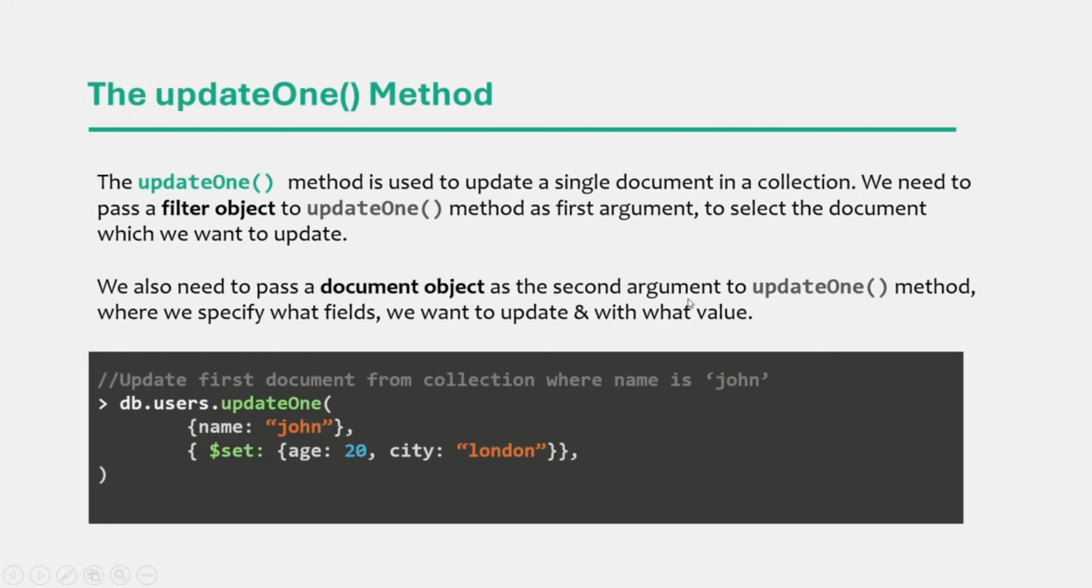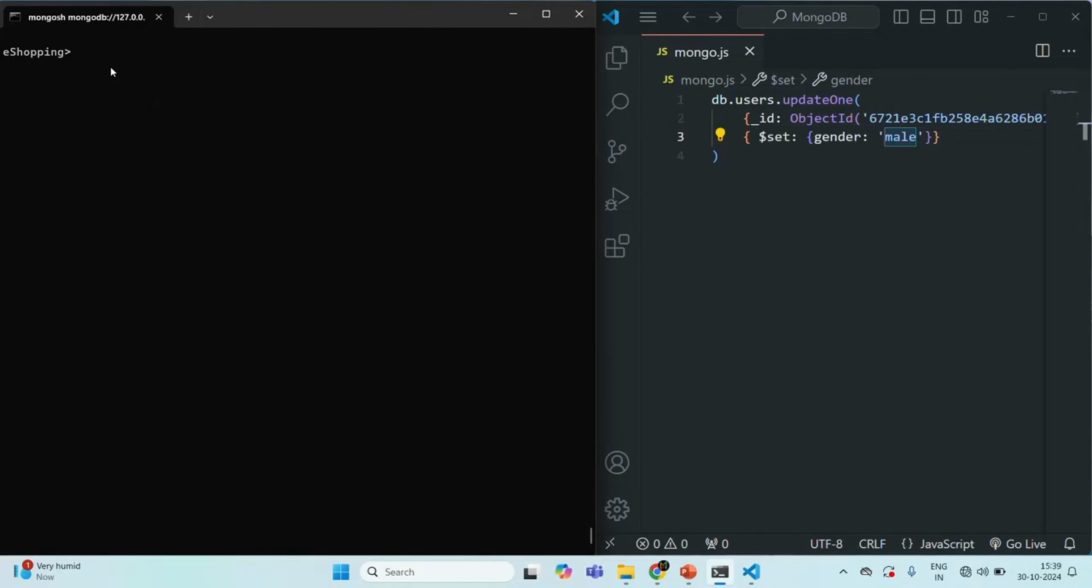So always remember that the updateOne method only updates a single document which matches the filter criteria. If multiple documents satisfy the filter criteria, updateOne will only update the first matching document. Now what if we want to update multiple documents in one go? For that, we have another method called updateMany. So now let's learn about the updateMany method.